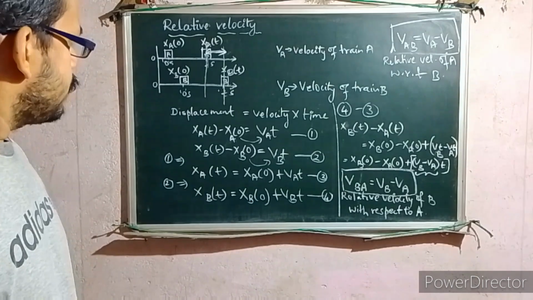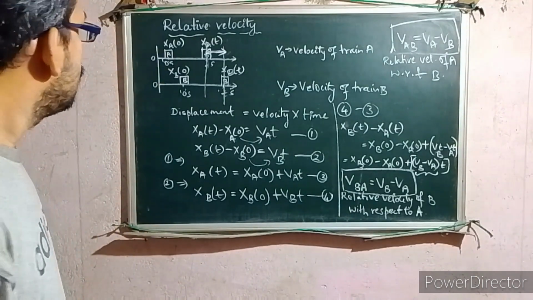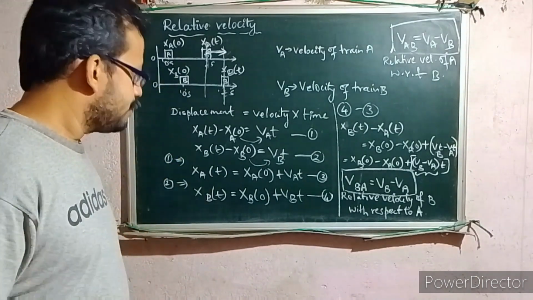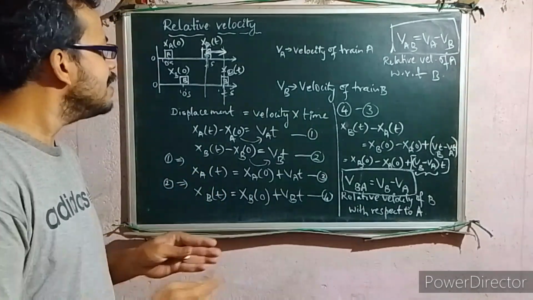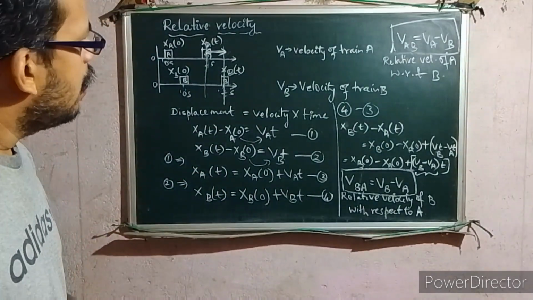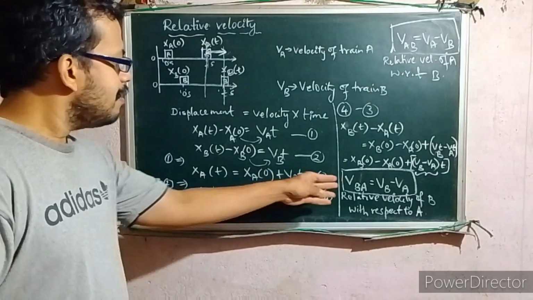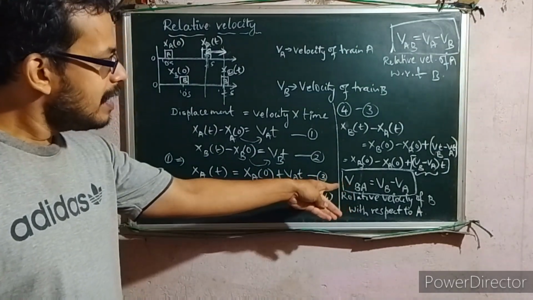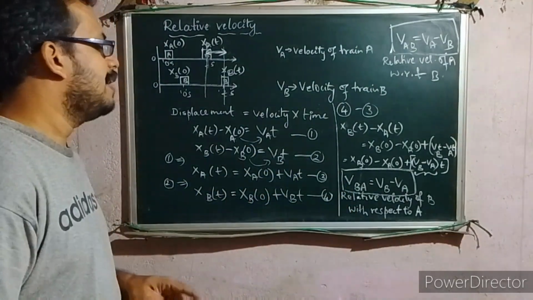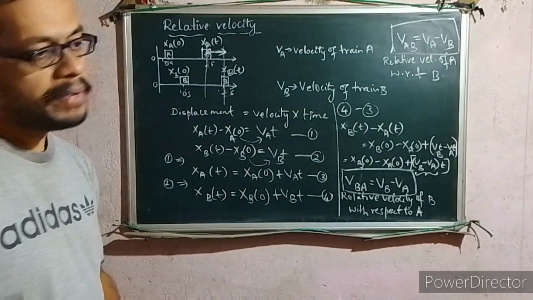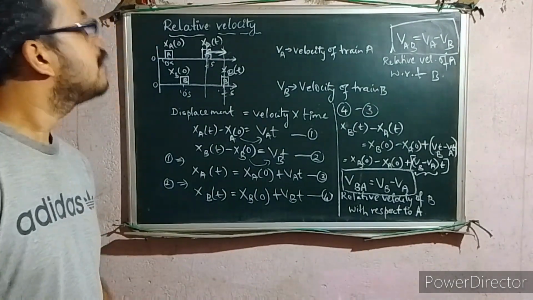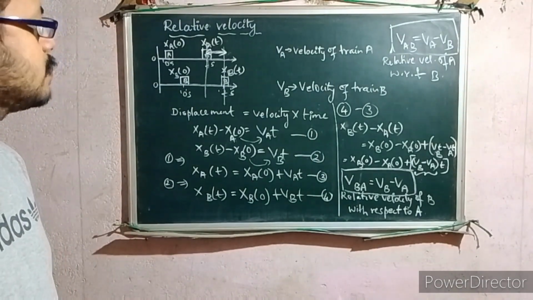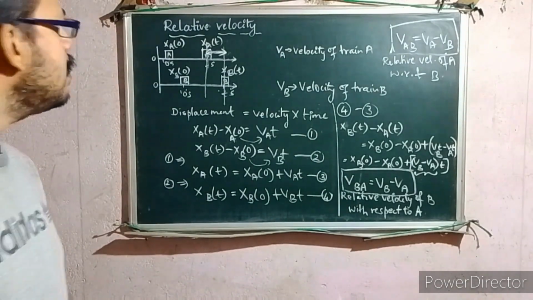So this is the situation of two trains moving along parallel tracks. By taking this situation, I explained the actual fact of relative velocity, and I got an equation for relative velocity. So this is what we learned in this particular video.